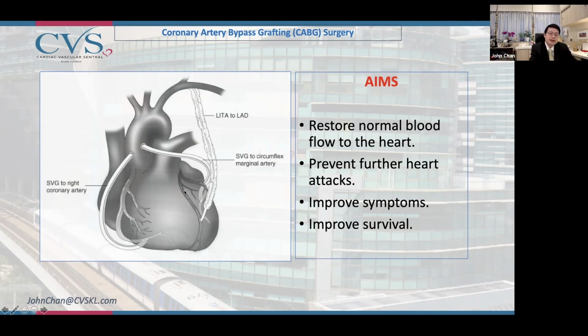So you can think of this part as the old road. This is the town where the blood needs to reach. So we've essentially built a flyover to bypass all the congested roads so that the blood can reach the area it needs to reach. It can reach the town. So coronary bypass surgery has several aims: to restore normal blood flow to the heart, to prevent further heart attacks, to improve your symptoms, and also to improve your survival.